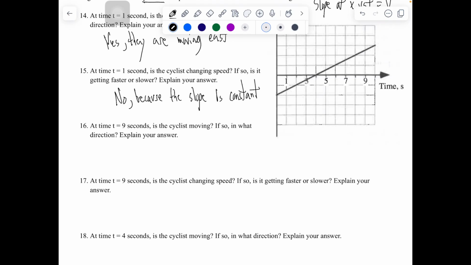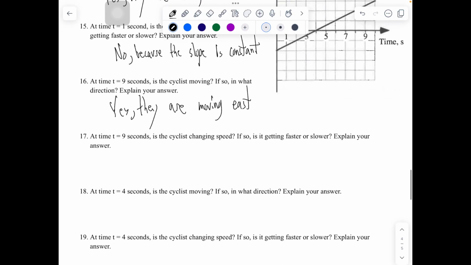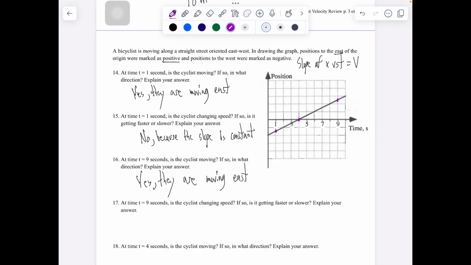At a time of 9 seconds, is the cyclist moving? If so, in what direction? Yes, they are still moving, and they are still moving at the same speed that they were at a time of 1 second. They are moving east. It's the same slope at each point in the graph. No matter where you mark it, they're moving at that same velocity because we have one slope.